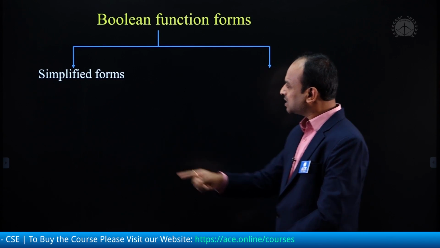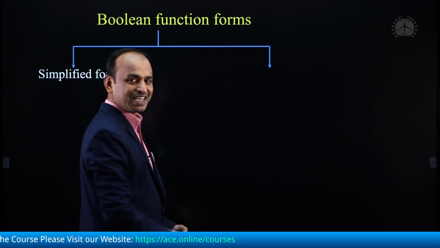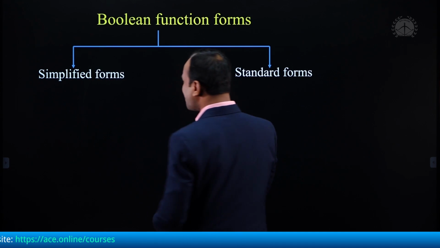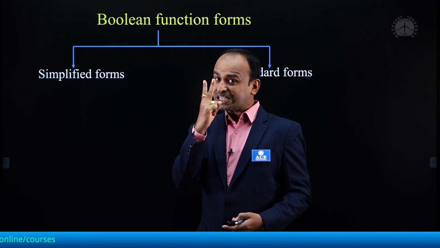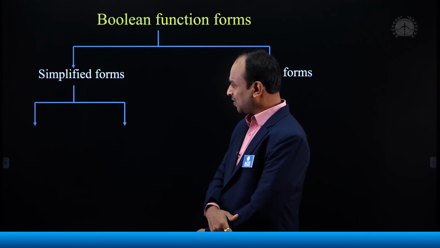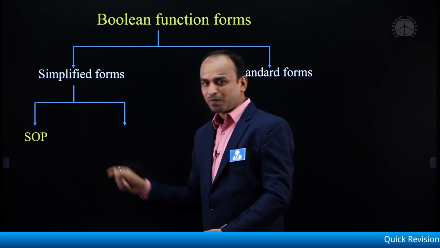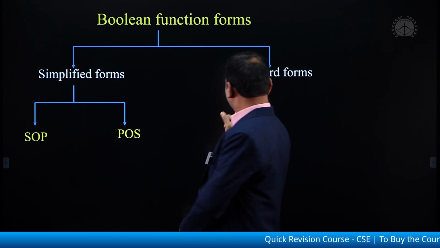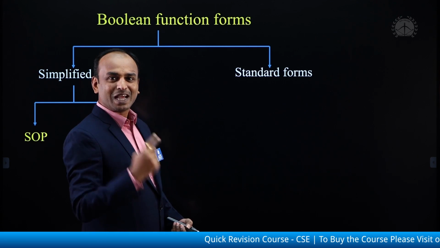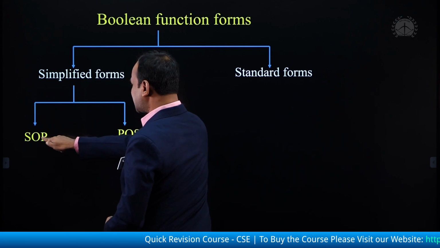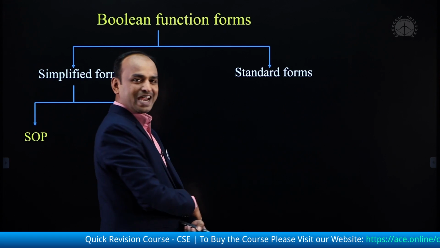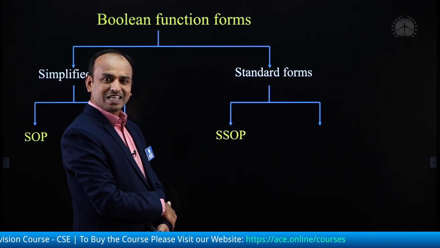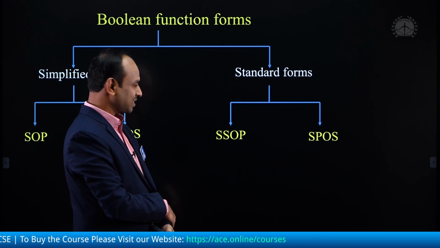Boolean function forms are of two types. The first one is simplified forms, and the second one is standard forms. Simplified forms are again of two types here, SOP and POS. The first one is called SOP, the second is called POS. Standard forms are also of two types, an extension of these: SSOP and SPOS.